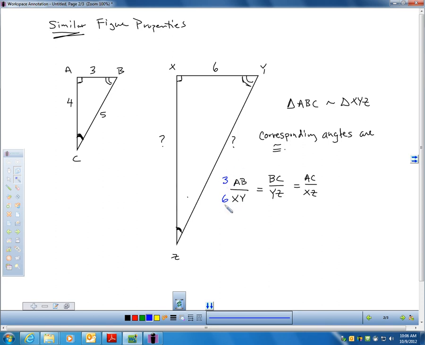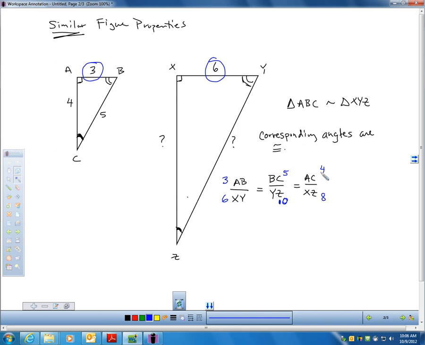Well, since the ratio comparing this side to this side is a half, the ratio comparing any of these sides should give me half. So in other words, if BC is 5, then I know YZ has to be a 10 because it has to give me ratio half. And I know that if AC is 4, then XZ would have to be an 8 because 4/8 is a half.